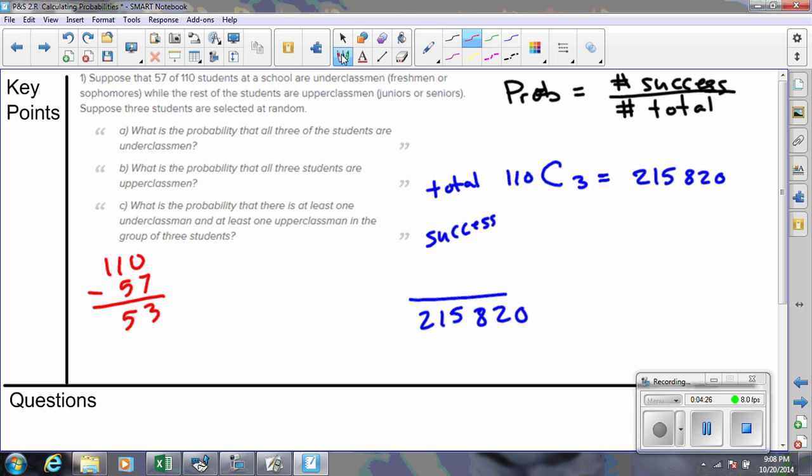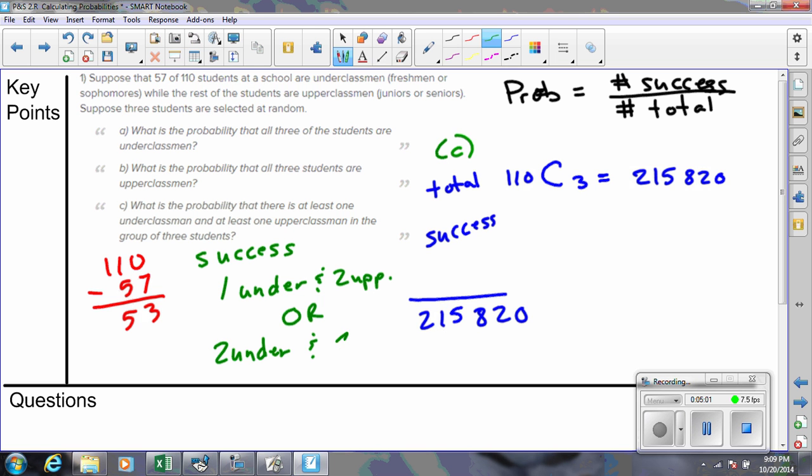Moving to part C, which I will do in green. What is the probability that there is at least 1 underclassman and at least 1 upperclassman? Well, you'll note this is a piece that looks 2 different ways. We would define success in this way if there was 1 underclassman and 2 upperclassmen, or we could have 2 underclassmen and one upperclassman. Either one of those ways would be considered a success.